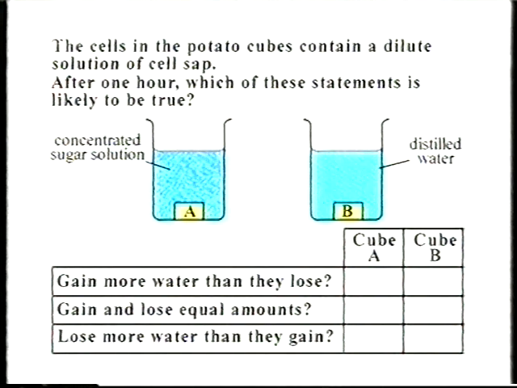Okay, this question is about what happens to the water in the potato. So it's about osmosis. And during osmosis, we know that water moves from a weaker solution to a stronger solution. Looking at potato A, the concentrated sugar solution in the beaker contains a lesser proportion of water than the dilute cell sap in the potato. So water will move from the sap into the sugar solution to try and balance things out. That means the potato cube A will lose more water than it gains.